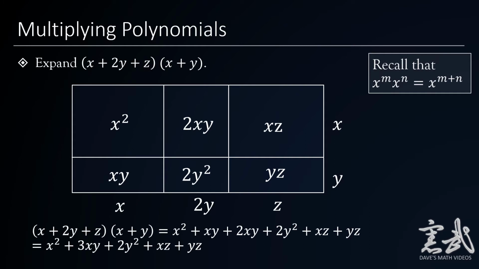So this gives us x squared plus xy plus 2xy plus 2y squared plus xz plus yz. The last step, of course, is to combine like terms. So our final answer is x squared plus 3xy plus 2y squared plus xz plus yz.